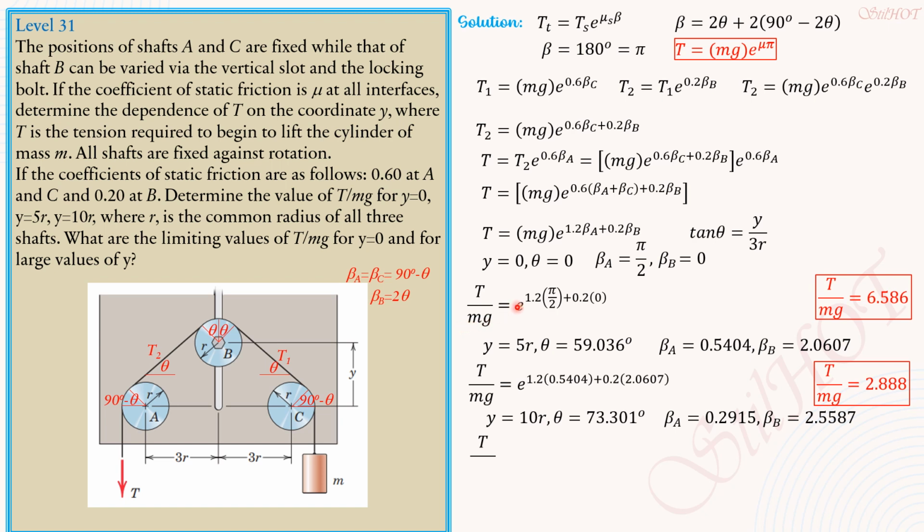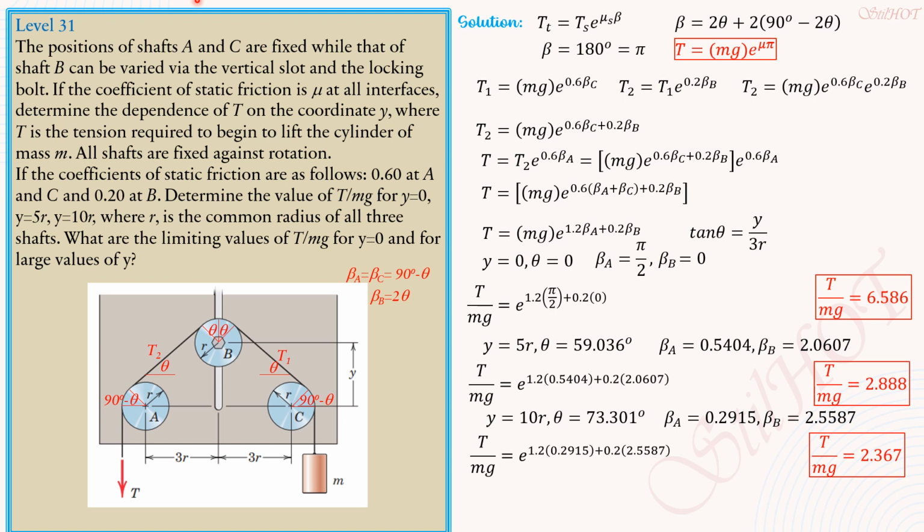We then substitute into this equation here. T over mg equals e to the 1.2 of 0.2915 plus 0.2 of 2.5587. So T over mg when y is 10r is 2.367. Then to answer what are the limiting values of T over mg for y equals 0 and for large values of y, when y equals 0, this is the value. T over mg is 6.586.